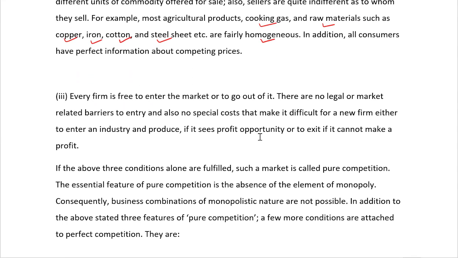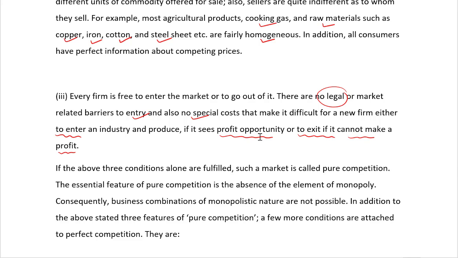Let's continue. Third, every firm is free to enter the market and free to exit. So every firm is free to enter the market and go out of the market at any point of time whenever they wish to. There is no legal obligation or market-related barrier to entry, and no special cost that would make it difficult for a new firm to enter an industry if it sees a profit opportunity, or exit if it cannot make a profit.